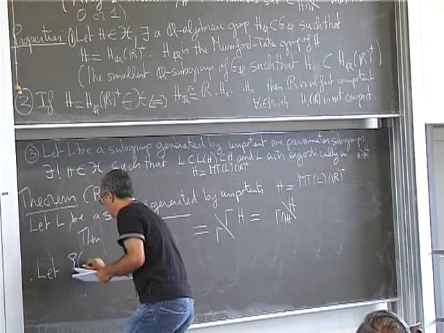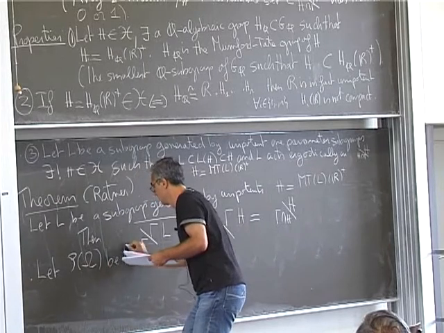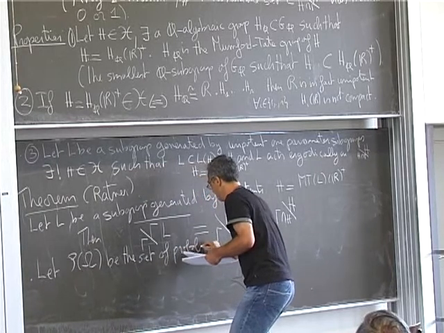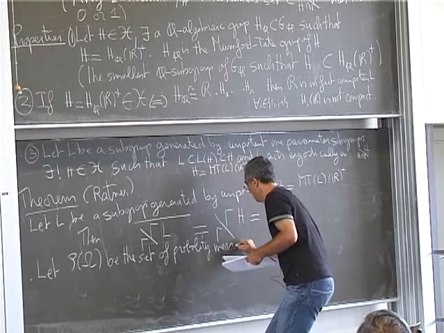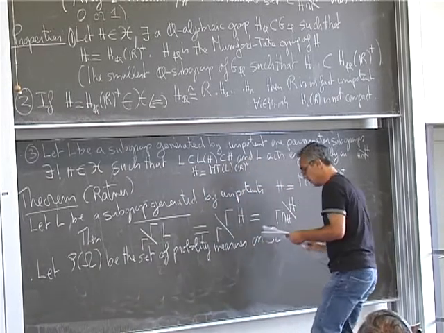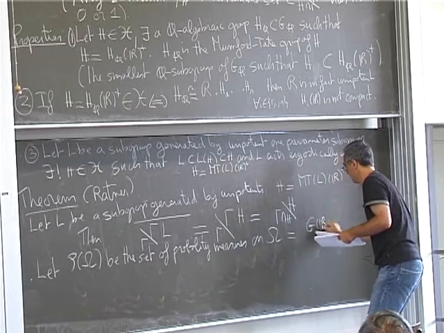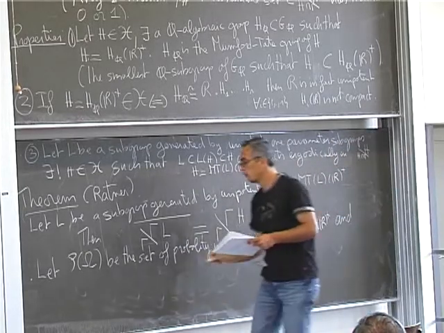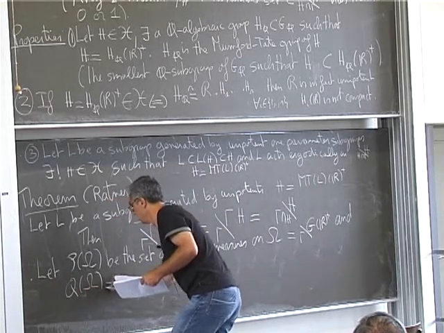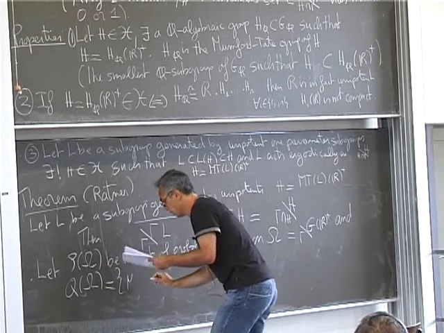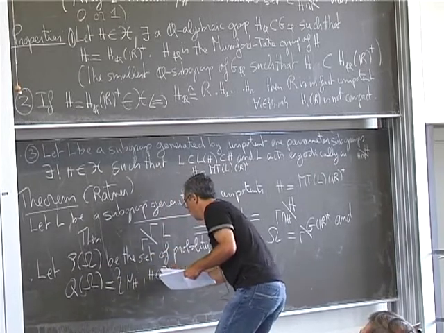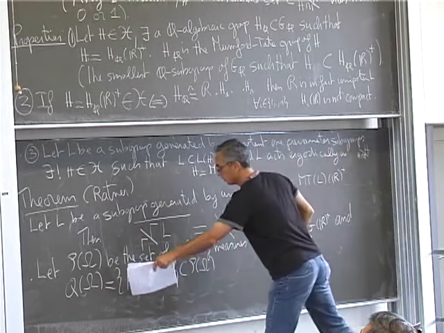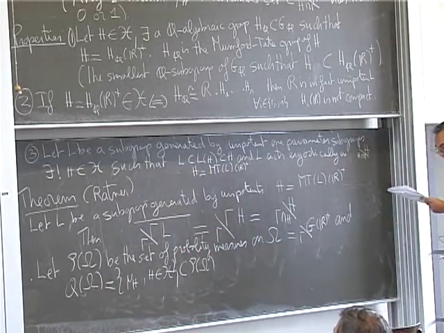So let P of Omega be the set of probability measures on Omega, and Q of Omega be the set of mu_H with H. So I have this set of subgroups and associated measures, okay?